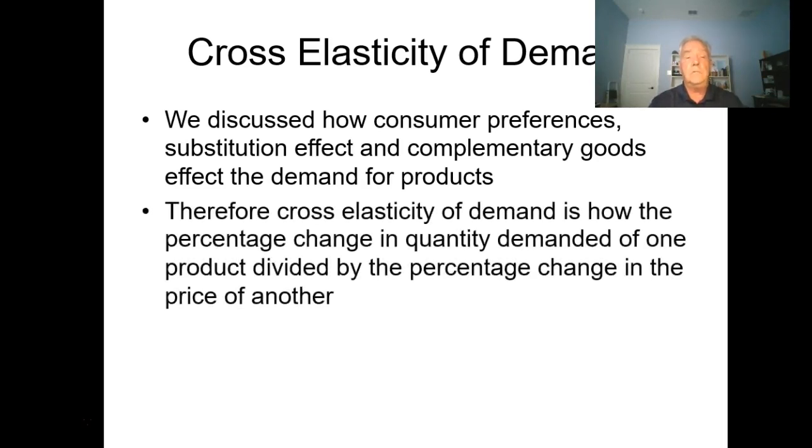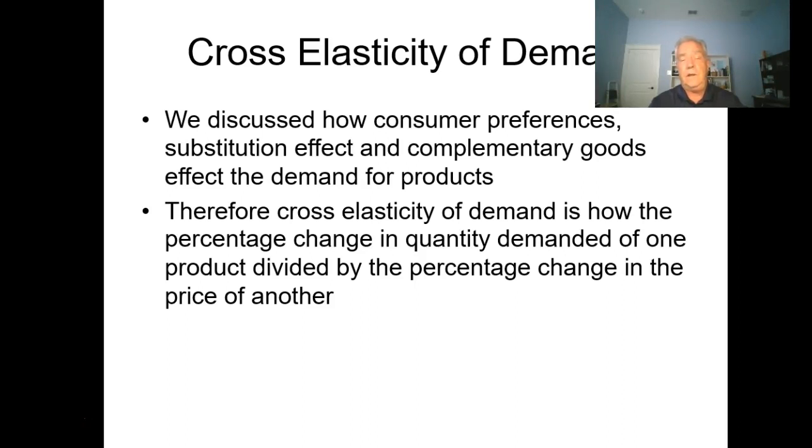All right, so the cross elasticity of demand is the percentage change in the quantity demanded of one product divided by the percentage change in the price of another. So in this case, if we're buying more chicken, the change in quantity demanded of chicken divided by the percentage change in price of steak enables us to measure the cross elasticity of demand. Okay? Think about that. Don't let it throw you.